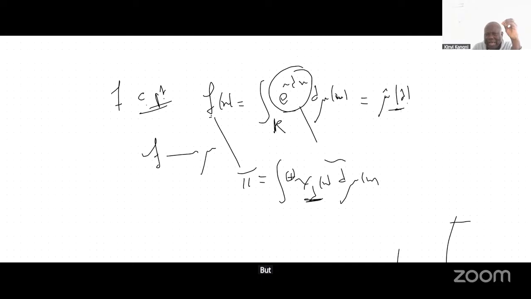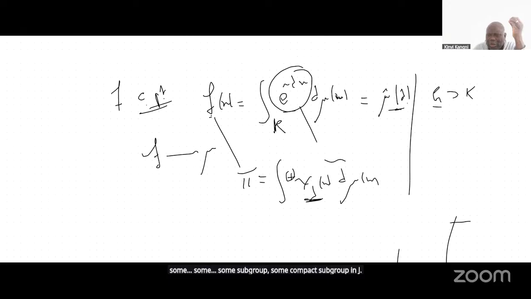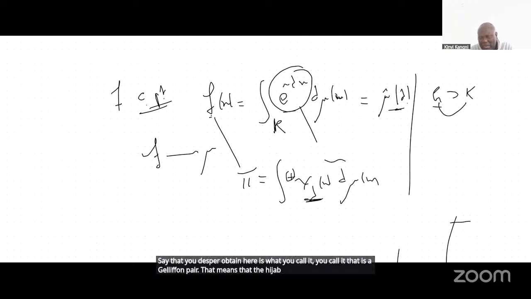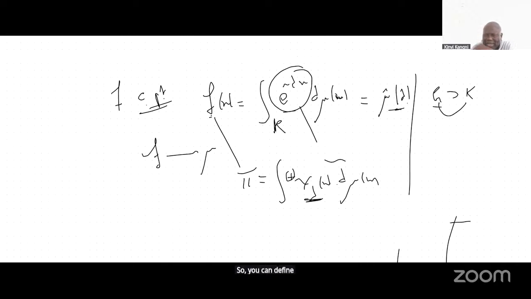But when G is not R, we take G as a locally compact group, not necessarily R. We can put into G a compact subgroup K such that the pair obtained here is what you call a Gelfand pair. That means that the algebra of continuous functions which are bi-invariant by K is commutative. So you can define what you call the spherical function on G over K. So let us explain it for you.